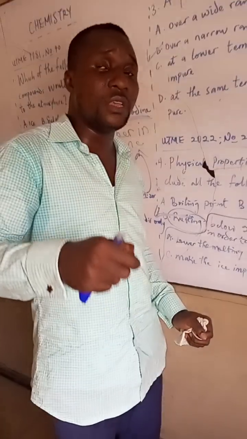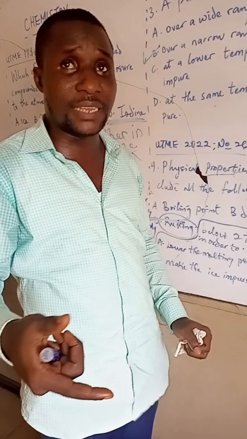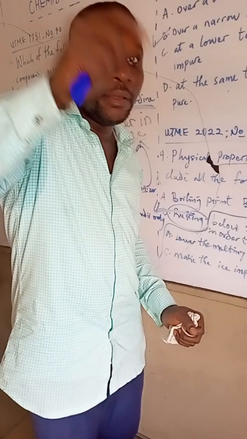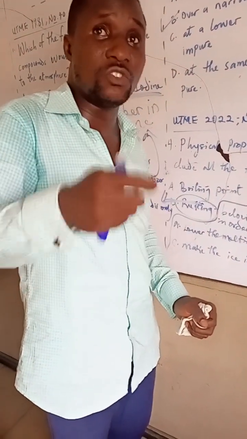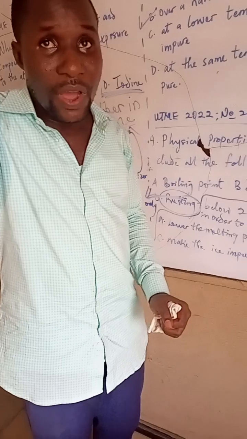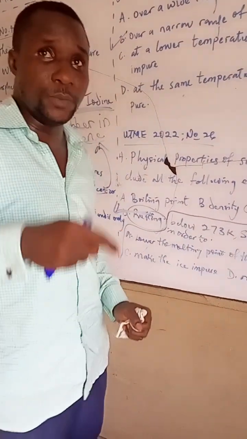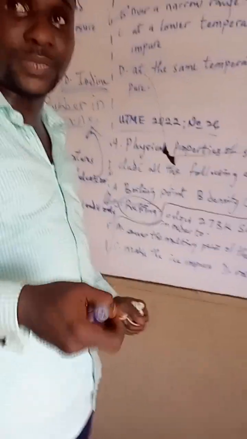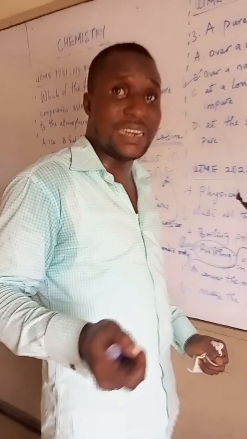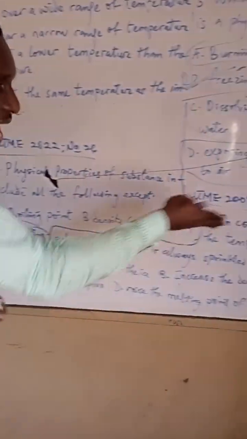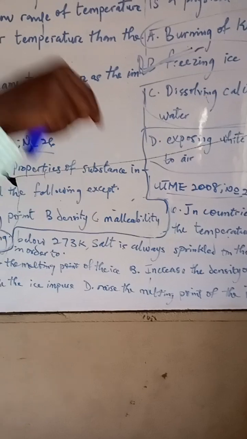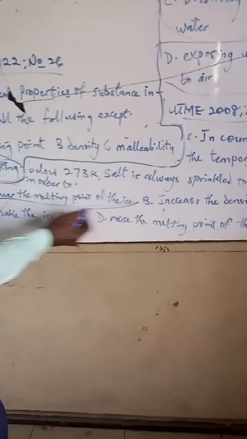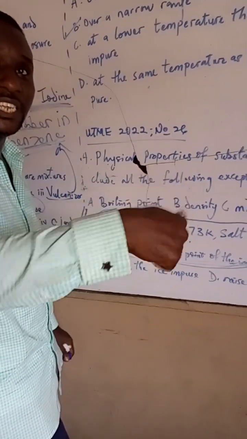I told you when impurities are added to substances, it increases the boiling point. It lowers the melting point. Salt is an impure substance. When you add salt to ice, what happens? It lowers the melting point of the ice. Therefore, the answer to this question is to lower the melting point of the ice, because impurity decreases melting point.